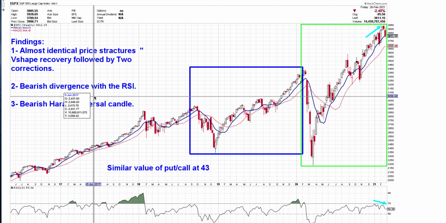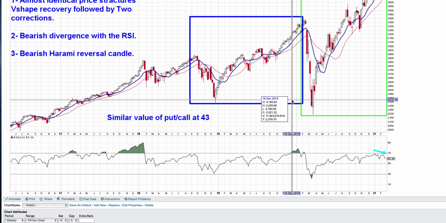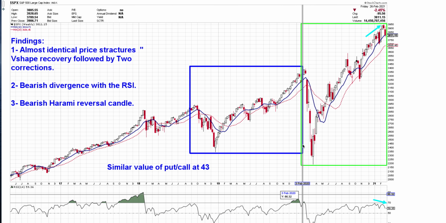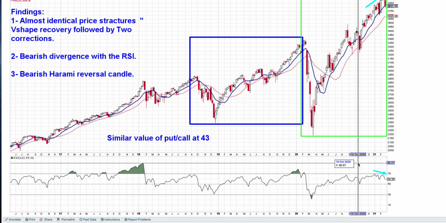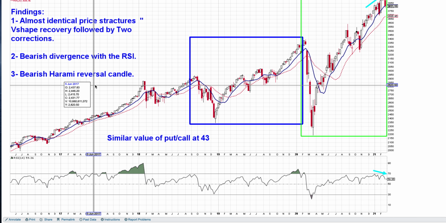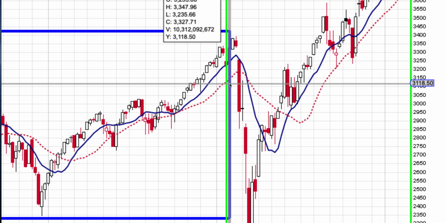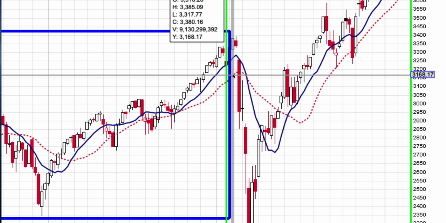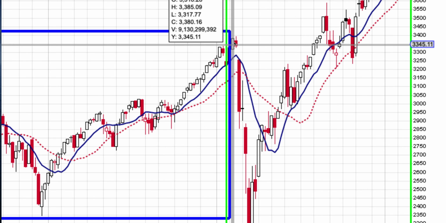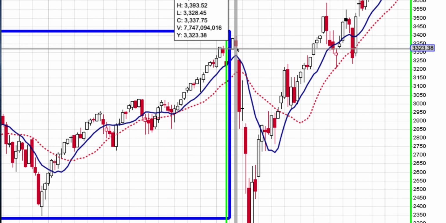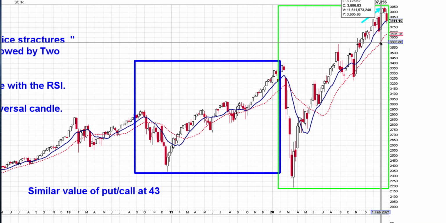We have bearish divergence in the RSI. It's obvious. High, higher high, high, lower high, high, higher high, high, lower high. We have a bearish Harami reversal candle. This is what I was talking about. White candle or green, whatever you want to call it. Then a red inside day, they call it in Western technical analysis and Japanese candles. Bearish Harami. So let's look at what happened here.